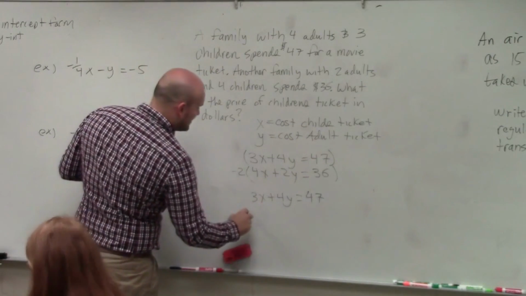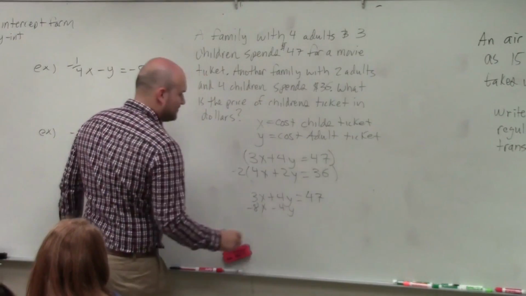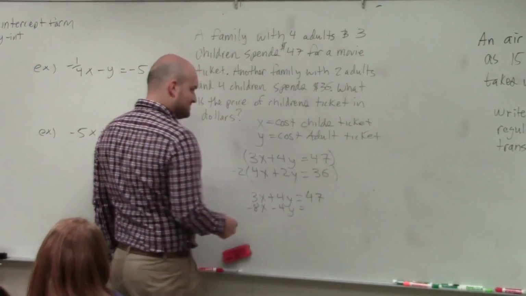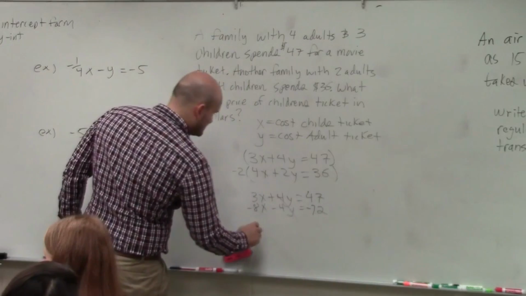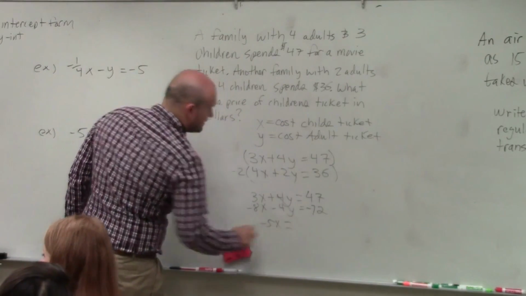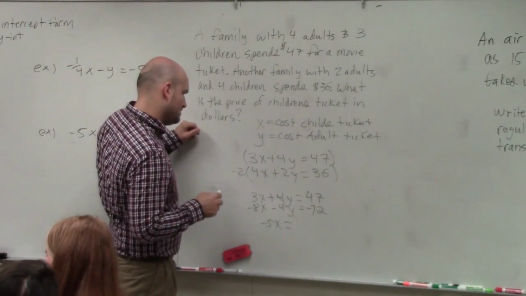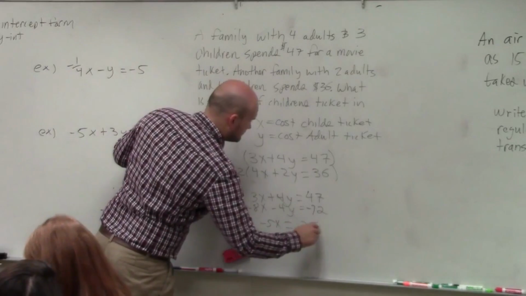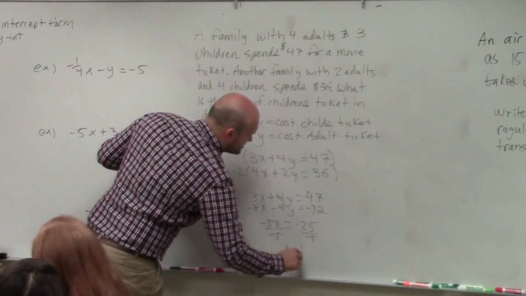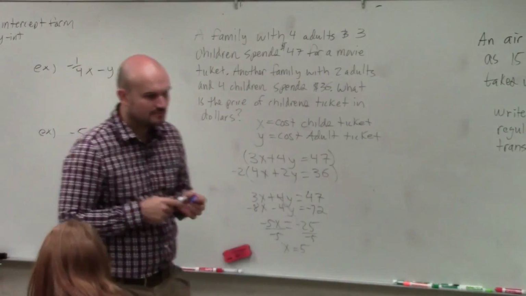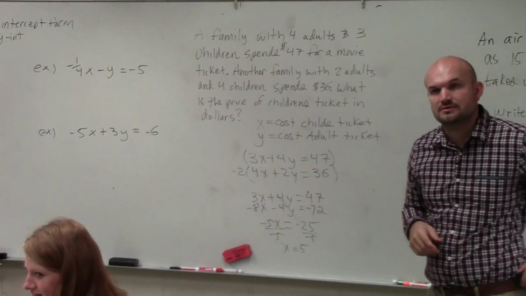So if I just multiply the bottom equation by negative 2, I get negative 8x minus 4y equals negative 72. Therefore, this gives me negative 5x equals negative 25. Divide by negative 5, divide by negative 5, x equals 5. So therefore, a child ticket costs $5.